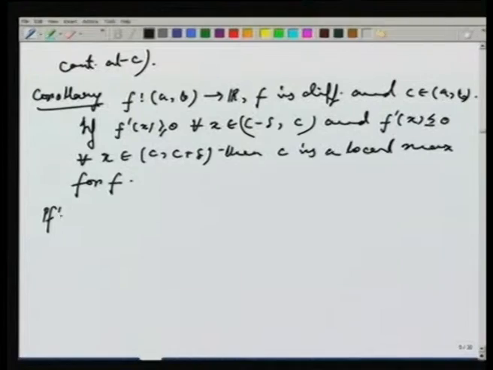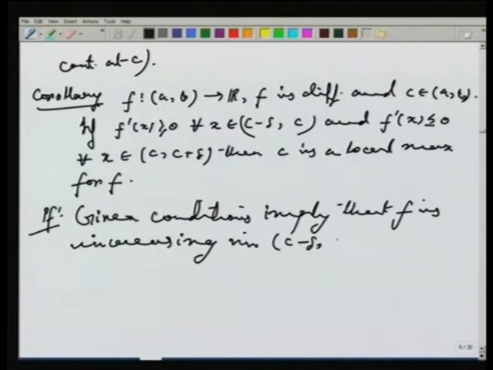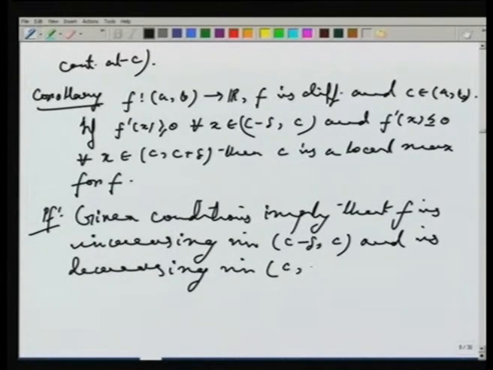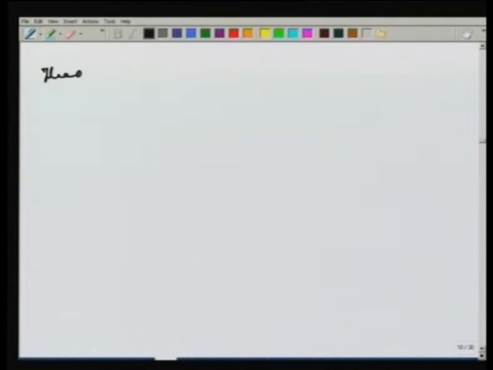The proof is very simple: the given conditions imply that f is increasing in (c minus delta, c) and is decreasing in (c, c plus delta). Then I can use the previous lemma, which would imply that c is a local maximum for the function. Now, this can be used in the next theorem, which is a very useful one, and time and again we apply that. So, this I will mention as a theorem.